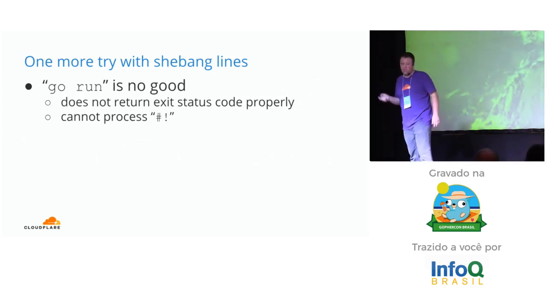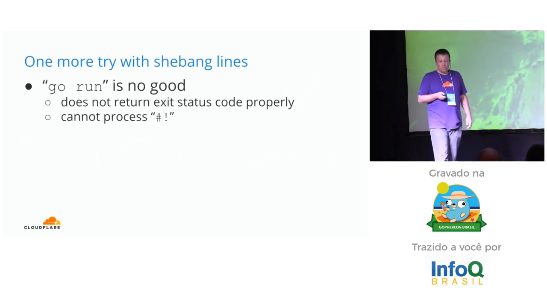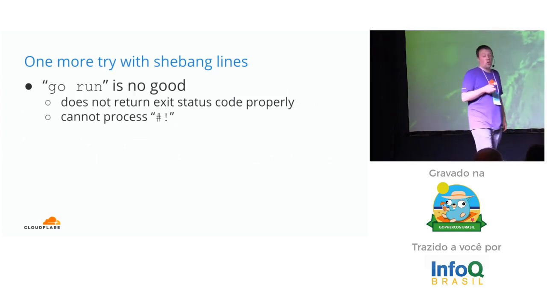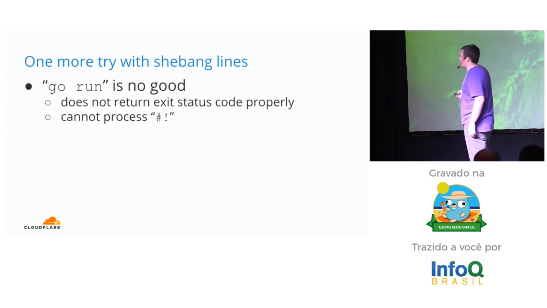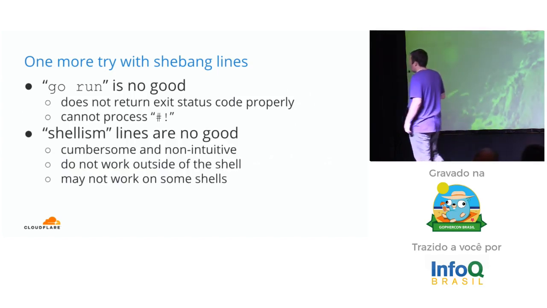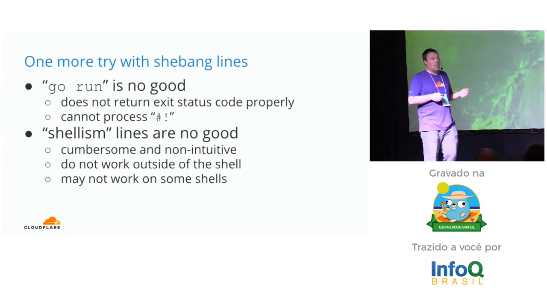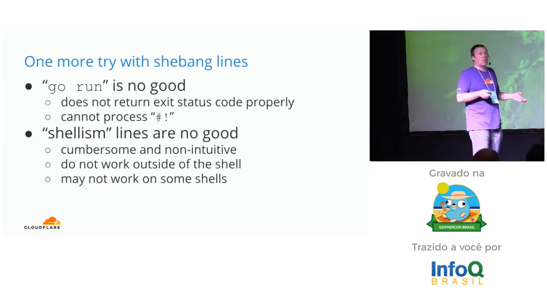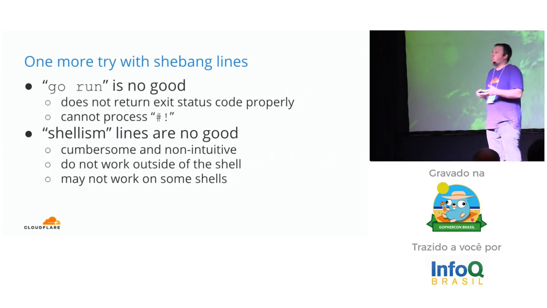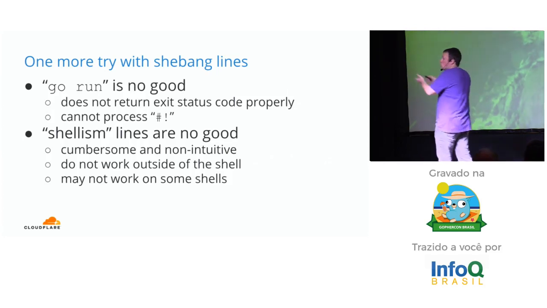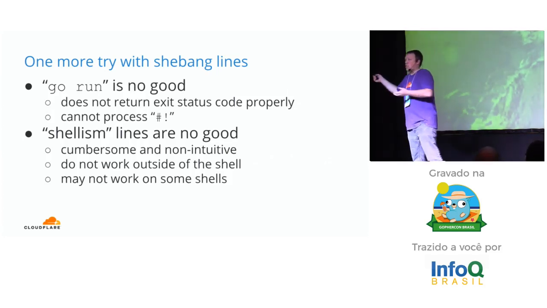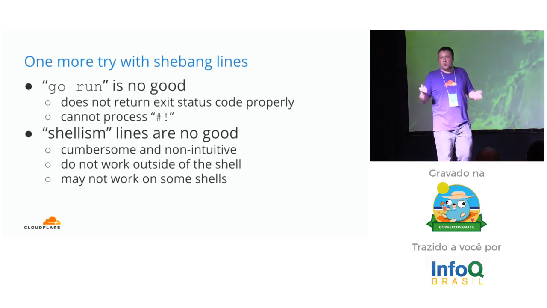And what we know so far: gorun is no good. It doesn't return the exit status code properly and cannot process, or at least ignore, the shebang line. Shellism lines are not good because they're cumbersome and non-intuitive. They do not work outside of the shell, and they exploit the properties of most shells. But this behavior is not standardized, so there might be some weird shells which do not even do that. So it might not work in some shells.